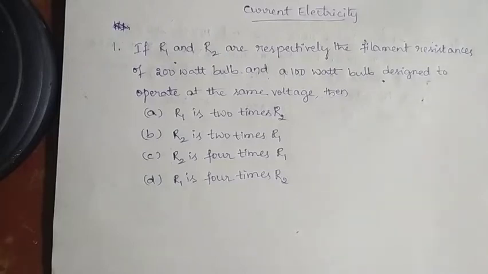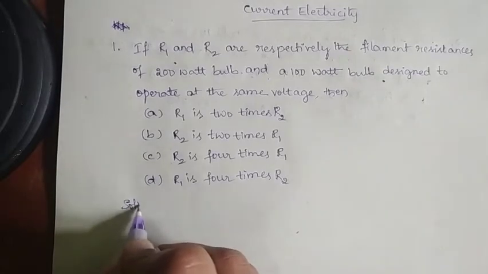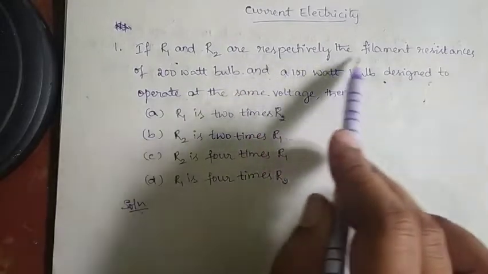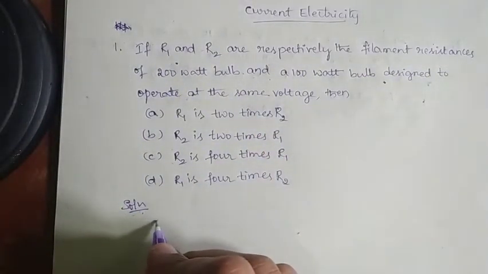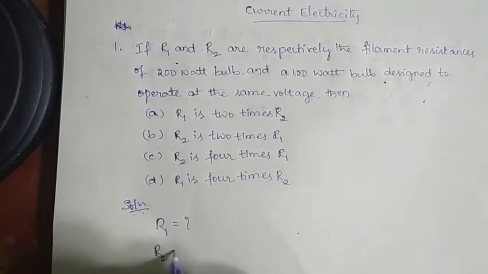Option B, R2 is 2 times R1. Option C, R2 is 4 times R1. Option D, R1 is 4 times that of R2. Now, the solution will be solved like this. Given that R1 and R2 are respectively the filament resistances, we have to find out R1 and R2 first.